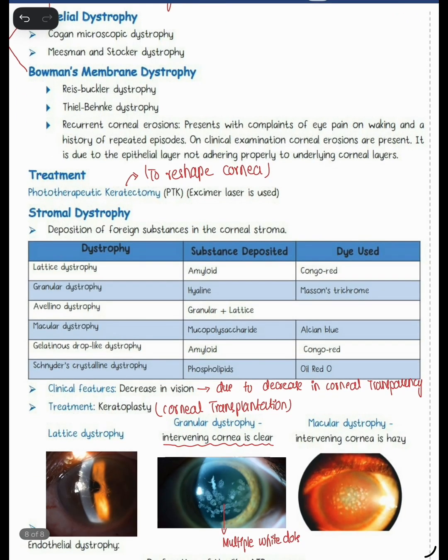Next is the stromal dystrophy. The stromal dystrophy is the deposition of foreign substances in the corneal stroma. The third layer of the cornea is the stroma. So if there is deposition of foreign material in it, then it will result in abnormal tissue.